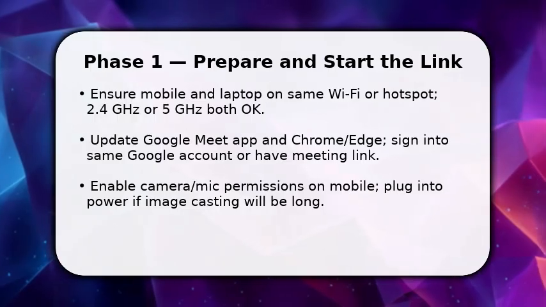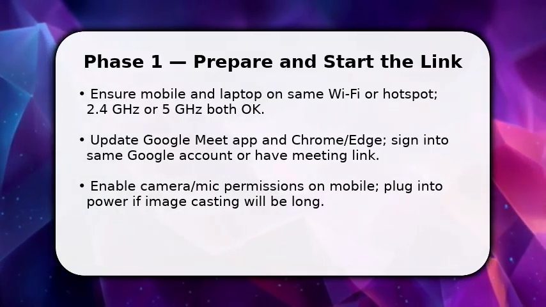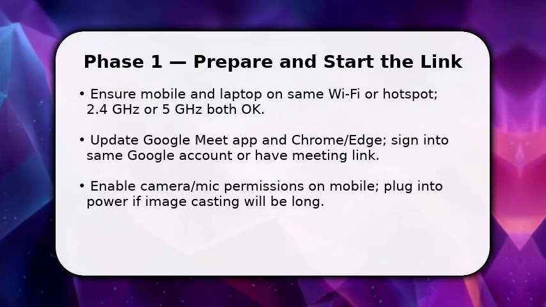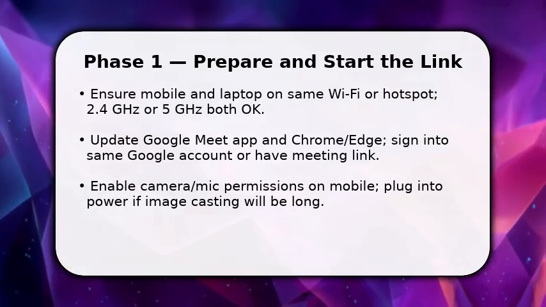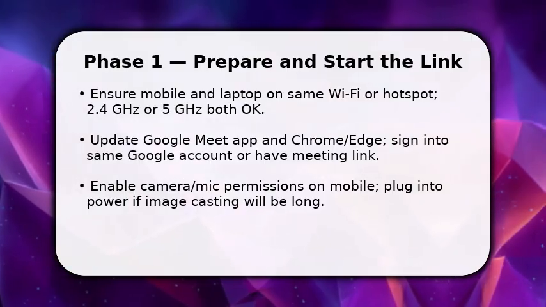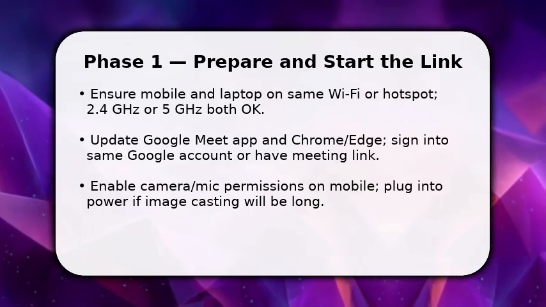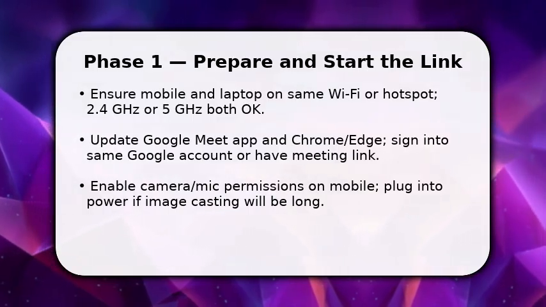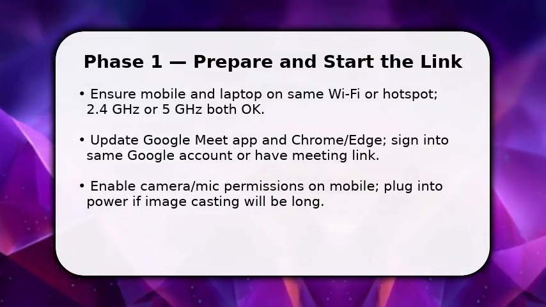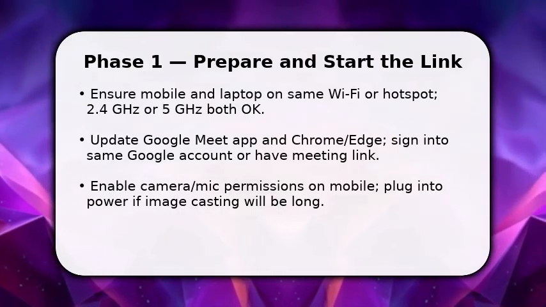You start by getting both devices ready. Make sure the phone and laptop share the same Wi-Fi network or a hotspot so discovery works. Once done, open Meet on mobile and sign in, and open Chrome on your laptop with the same account or the meeting link. Grant camera and mic permissions on the phone. This avoids permission prompts that interrupt the flow. Make sure the phone has enough battery or is charging. Otherwise, you risk disconnects mid-share.